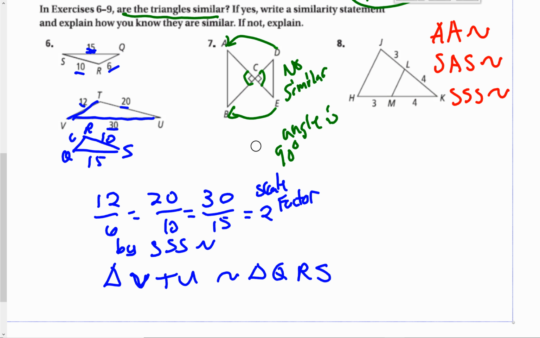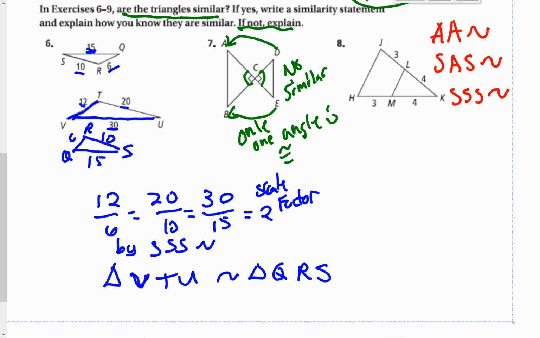Not similar. Only one angle is congruent because it's 90. They're both 90. And you could use the symbol for congruence too, instead of using the word. So there we go. Not similar, and I need to explain because only one angle is congruent. So we don't have two angles and we don't have any sides.